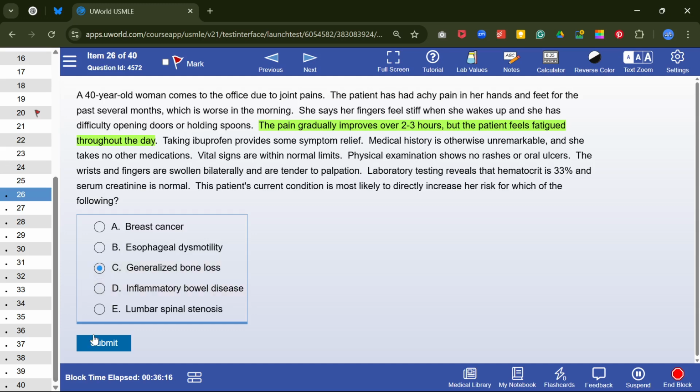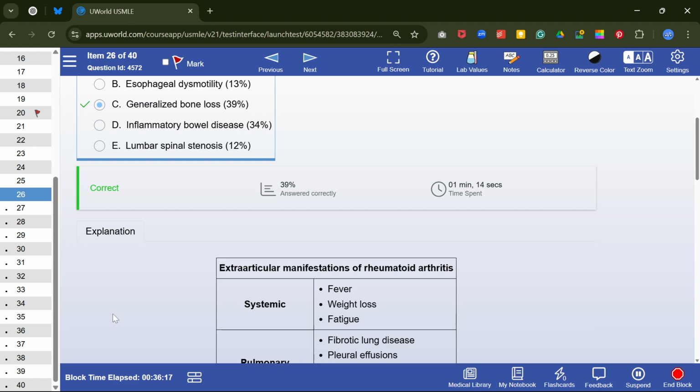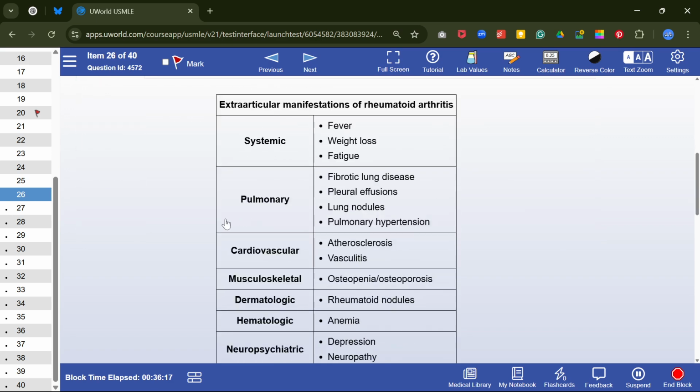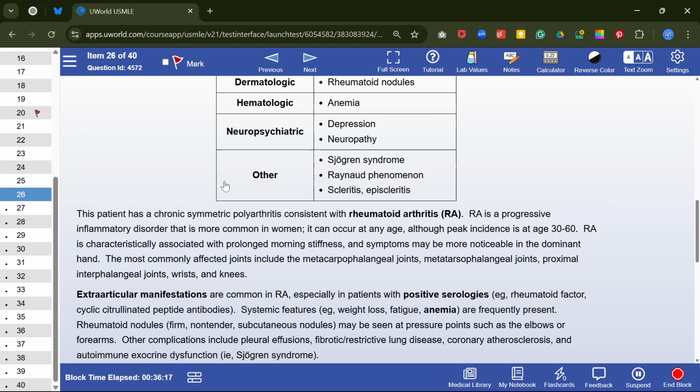Rheumatoid arthritis can cause bone destruction. If we think of RA as an erosive disease, it can destroy our bones. This patient has chronic symmetric polyarthritis consistent with rheumatoid arthritis. RA is a progressive inflammatory disorder that is more common in women. It can occur at any age, although peak incidence is at 30 to 60.